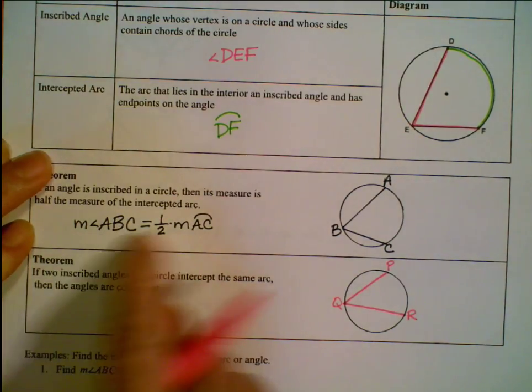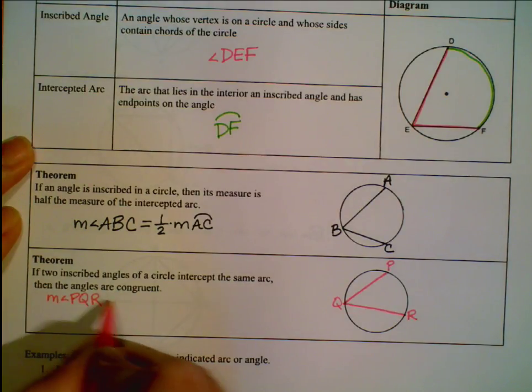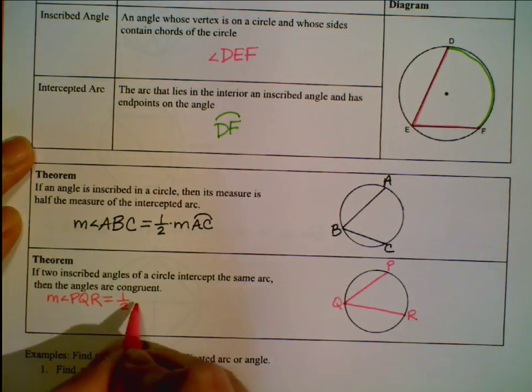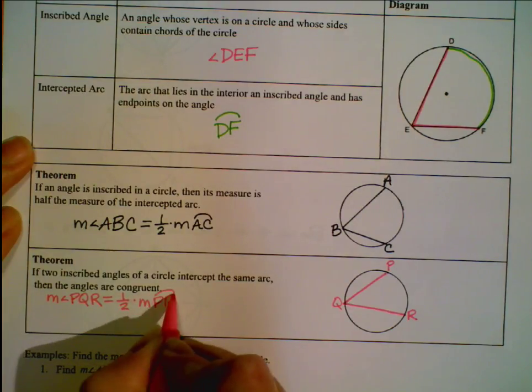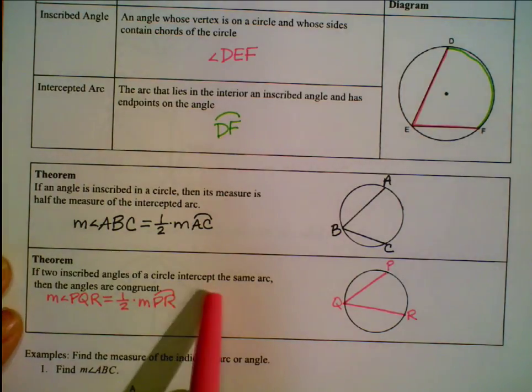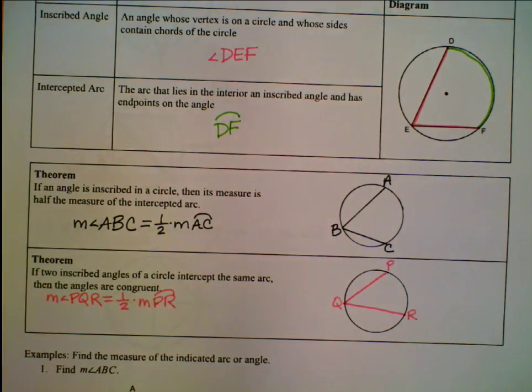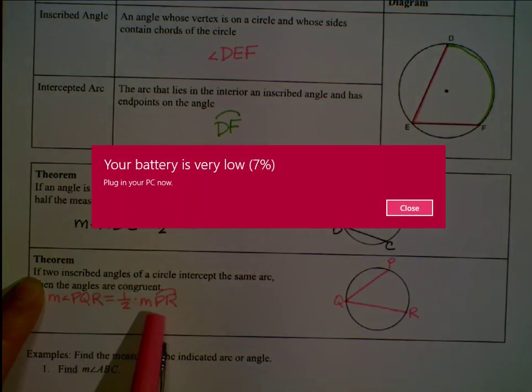And according to this theorem that we had up above, the measure of angle PQR is half of the measure of the arc from P to R. Okay, so far we haven't used this theorem at all. We've only used that one, the first one we talked about. All right, so in this case, we need 2 inscribed angles. We have one already.